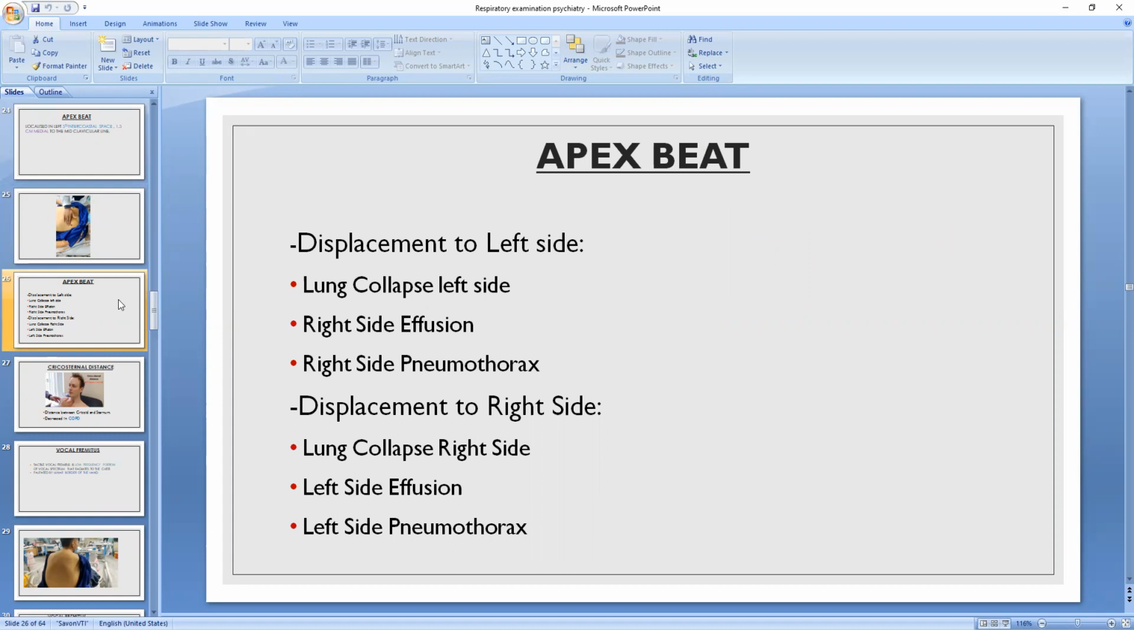Apex beat can be displaced to the left side due to lung collapse of the same side, that is the left side, or due to right side effusion or right side pneumothorax. Displacement of the apex beat to the right side can be due to lung collapse to the same side, that is the right side, or left side effusion or left side pneumothorax.